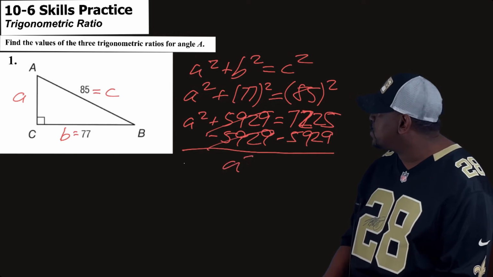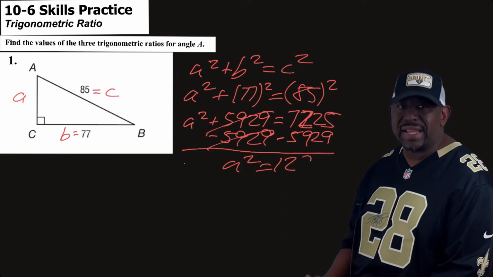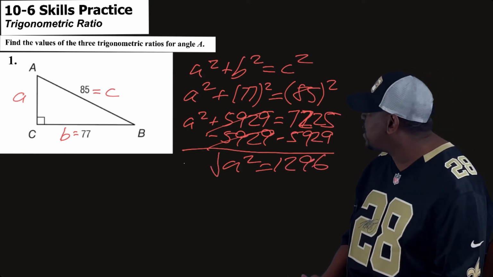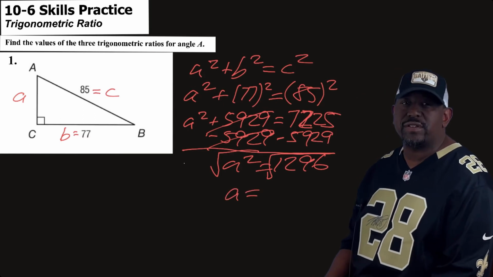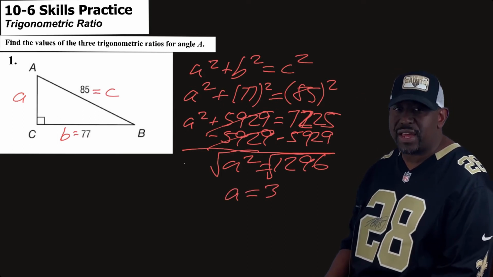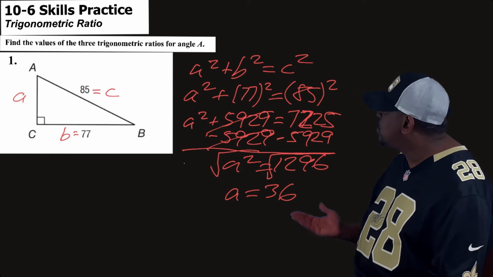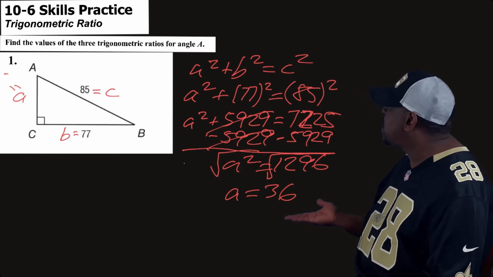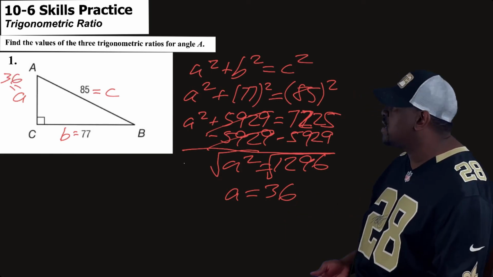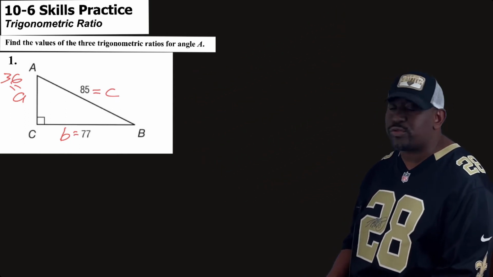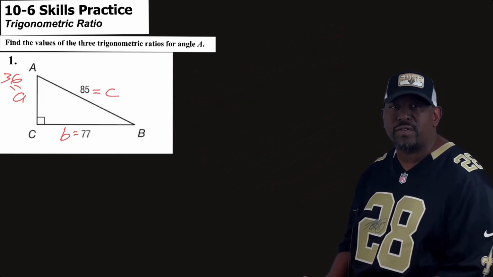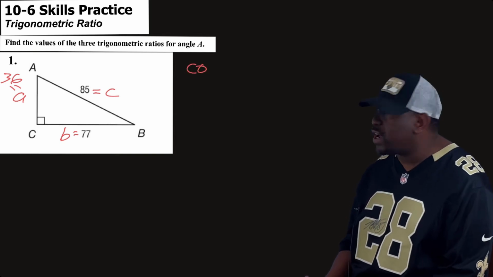A squared is equal to 7,225 minus 5,929. That will give us A squared is 1,296. To solve for A, we take the square root of both sides. A is equal to 36. So now we write that on our figure. Once we have all three sides, now we can solve for the three trigonometric ratios.